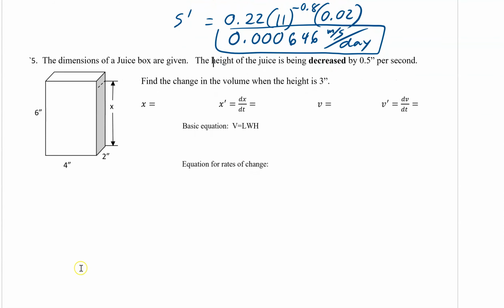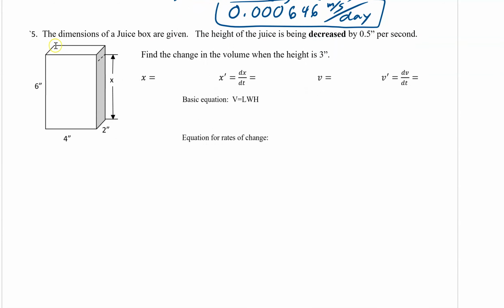Okay, so let's try another one. The dimensions of the juice box are given. The height of the juice box is being decreased by 0.5 inches per second. Find the change in volume when the height is 3 inches. And so we already know that our dt will be our denominator, and that's when we're going to do our derivative, because it says the height of our juice box is being decreased by this, so it's giving us our rate of change.